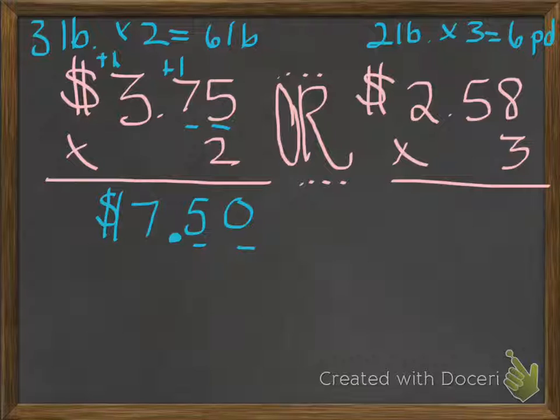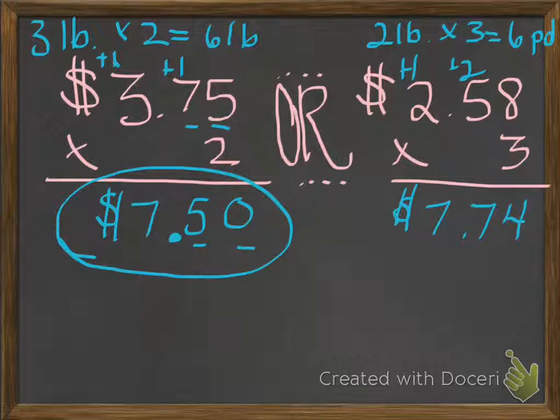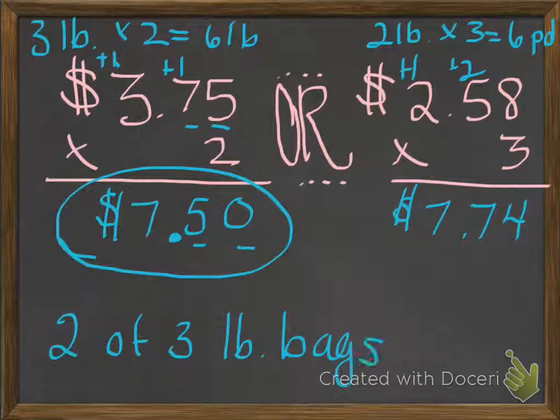Or you can do $2.58 times 3. So let's try that. 3 times 8 is 24. Carry the 2. 3 times 5 is 15, plus 2 is 17. Carry the 1. 3 times 2 is 6, plus 1 is 7. So this combination is $7.74. So it's cheaper to get 2 of the 3-pound bags than it is to buy 3 of the 2-pound bags. So that's what you would want to do. You would want to buy 2 of the 3-pound bags, and that will give you the cheapest combination.